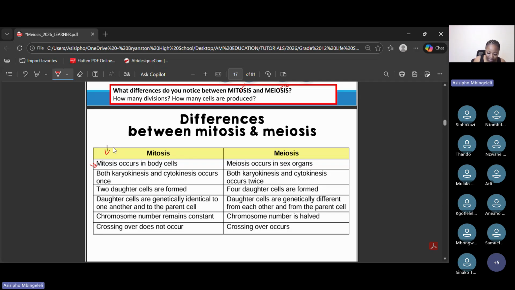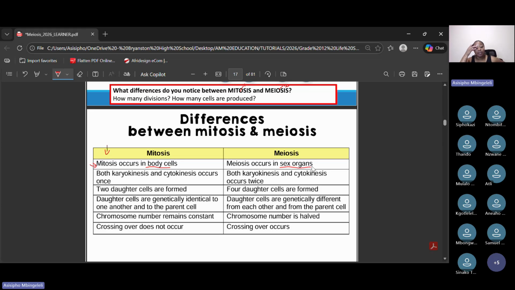The first point speaks about location, where each process takes place. That is comparing the same thing. So on both sides in the same row, we are speaking about location. Mitosis occurs in the body cells, and meiosis occurs in the sex organs, which is the testes for males and the ovaries for females. It also occurs in plants, but we don't focus on plants in grade 12.